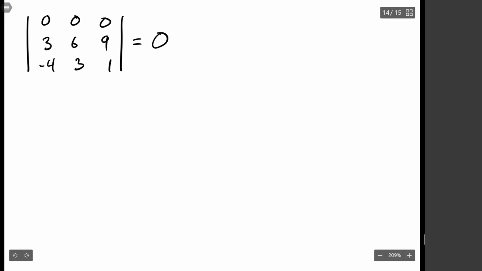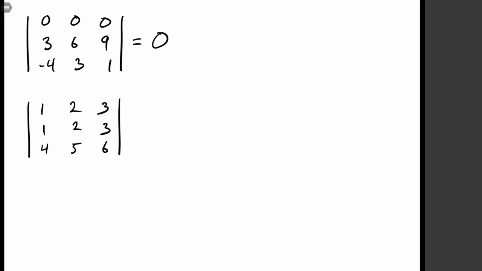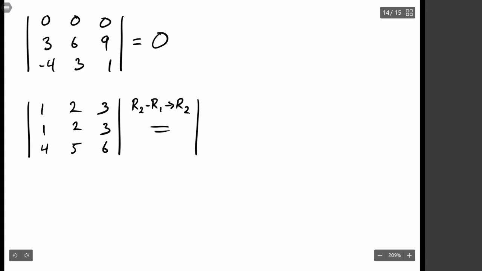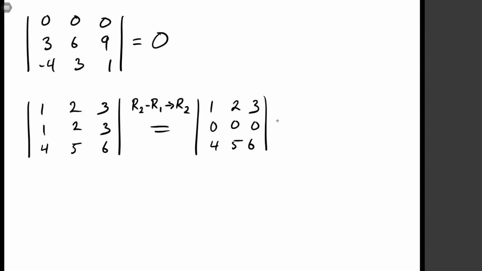Let me point out another thing here. What about 1, 2, 3, 1, 2, 3, 4, 5, 6, let's say. What if we have this? Well, if we have this, we can do row 2 minus row 1 goes to row 2. All right, and this operation doesn't change the determinant. And that gives us all zeros here. So this determinant now has a row of all zeros. So that determinant's 0, right? For the same reason as above, we can just expand on that row.